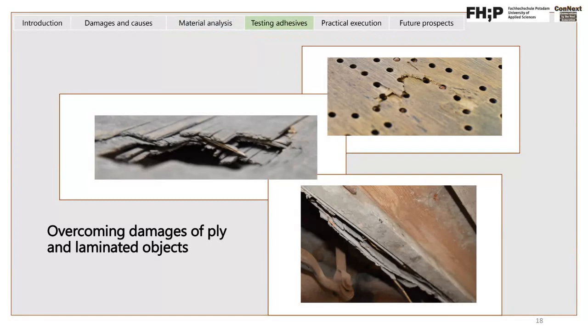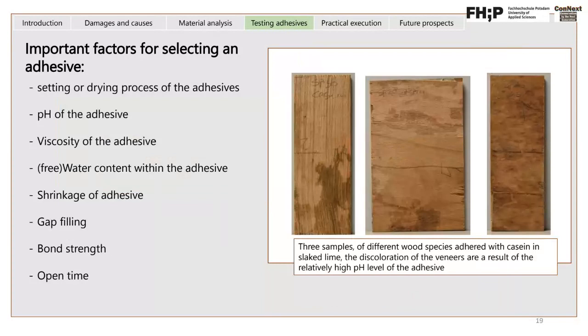The main intention of the project was to search for the best material and methods used for restoring damages in ply and laminated wooden objects, and to find out if those materials could have had a negative impact on the original material compositions. Most damages that we have observed required re-adhering. Choosing the right adhesive, therefore, is vital.